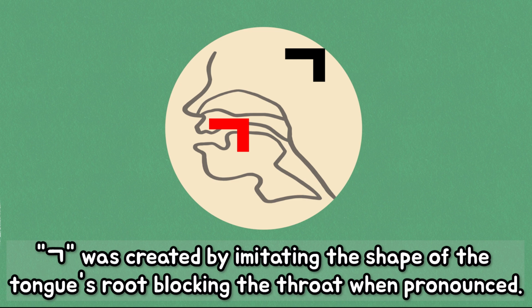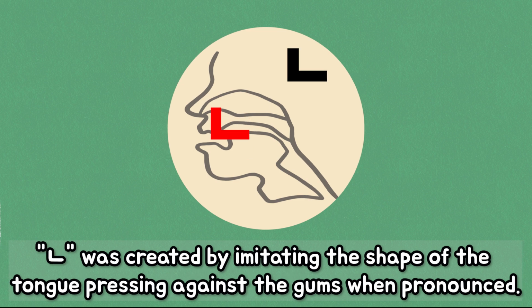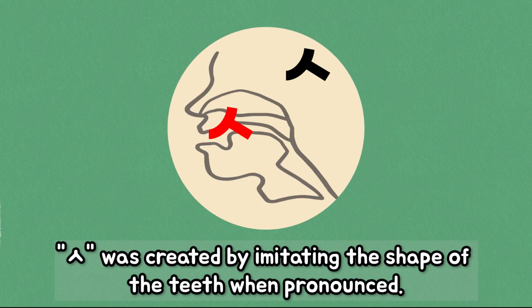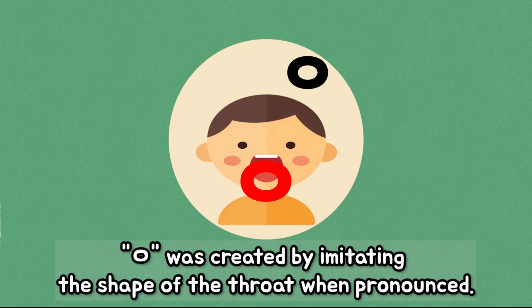Kiok was created by imitating the shape of the tongue's root blocking the throat when pronounced. Nian was created by imitating the shape of the tongue pressing against the gums when pronounced. Miem was created by imitating the shape of the lips when pronounced. Chiop was created by imitating the shape of the teeth when pronounced. Iing was created by imitating the shape of the throat when pronounced.